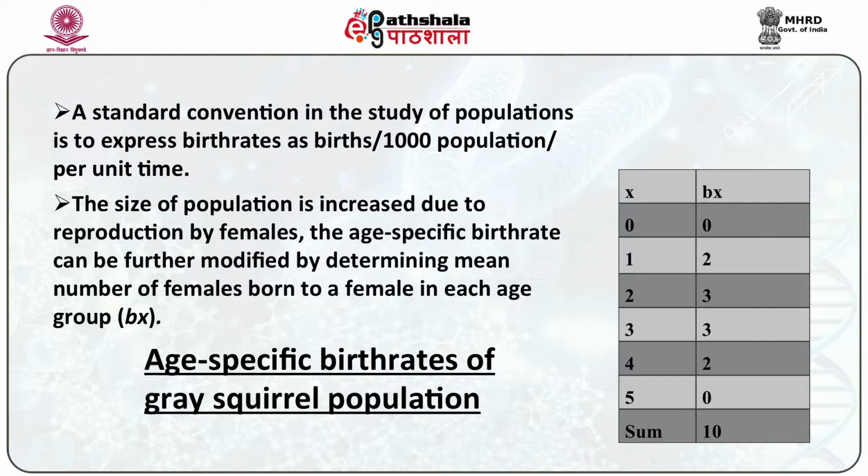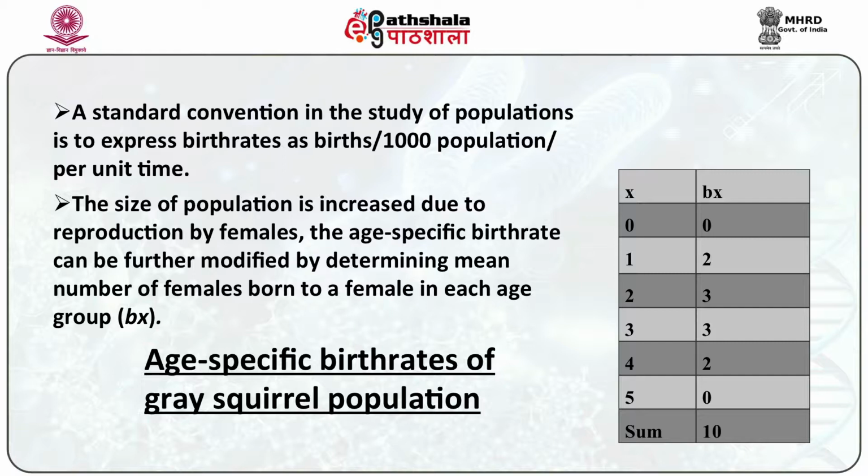The following given data for age specific birth rates of the grey squirrel population can be used to construct a fecundity life table. At the beginning, at age 0, females do not produce any offspring, so the value of Bx is 0. At age 1, a female produces an average of 2 female offspring. For females of age 2 and 3, the average number of female offspring produced, that is Bx, increases to 3, and after that Bx declines to 2 when females reach age 4.